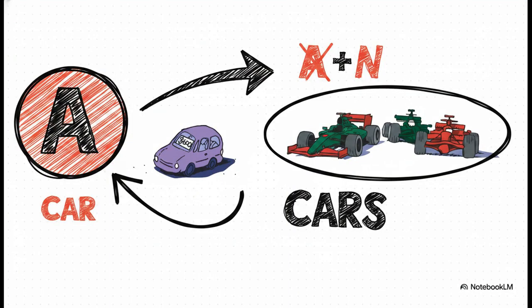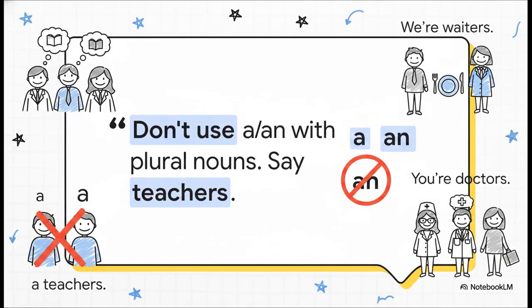When we're talking about a single vehicle, we say a car. But the second we upgrade to two race cars, we just say cars. Do you notice what magically disappeared? Yep, the a. When you jump from one single item to multiple items, you've absolutely got to drop that a or an entirely. The fundamental takeaway here, and this is a big one, is to never ever use a or an with plural nouns. Just say teachers.